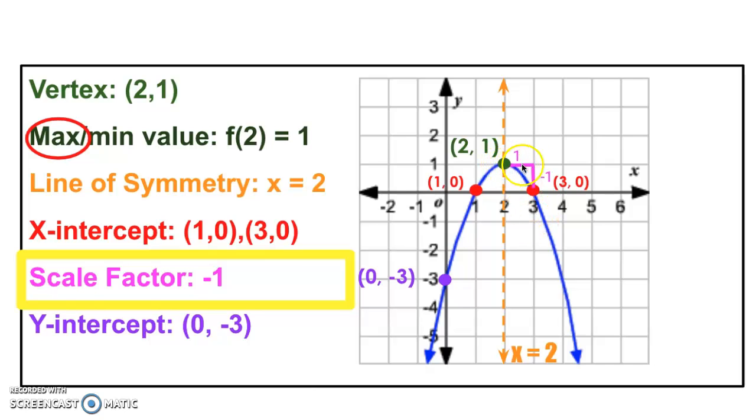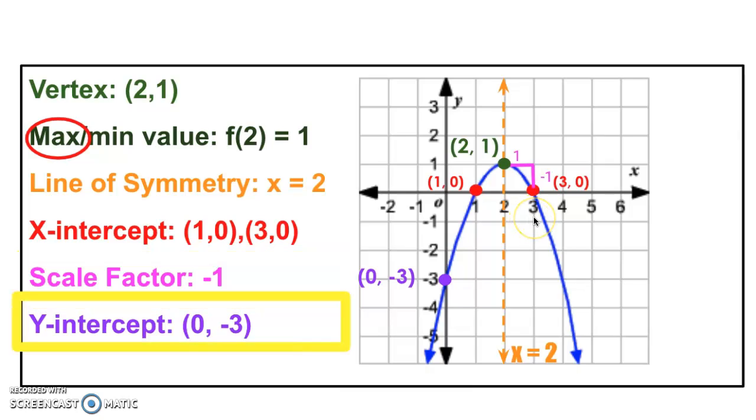Start at the vertex, go to the right, and then figure out how high up or how far down you have to go to get to that parabola. And then the last one is the Y-intercept. That is where the parabola crosses the y-axis, and if you look, there's a point right here where it crosses or intercepts that y-axis, and that happens at the point 0, -3.